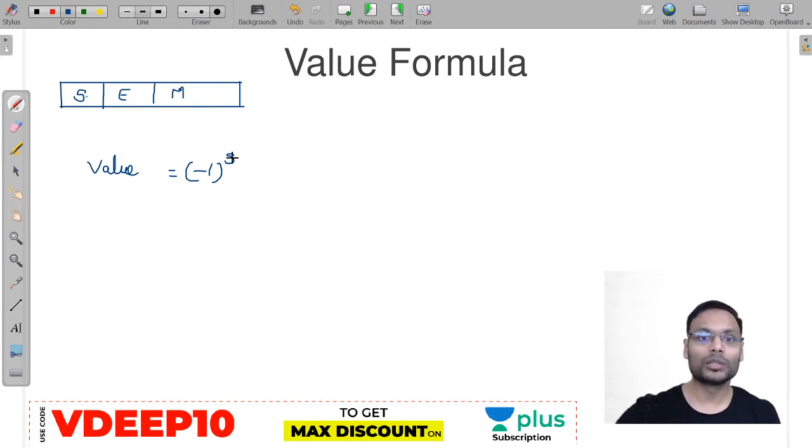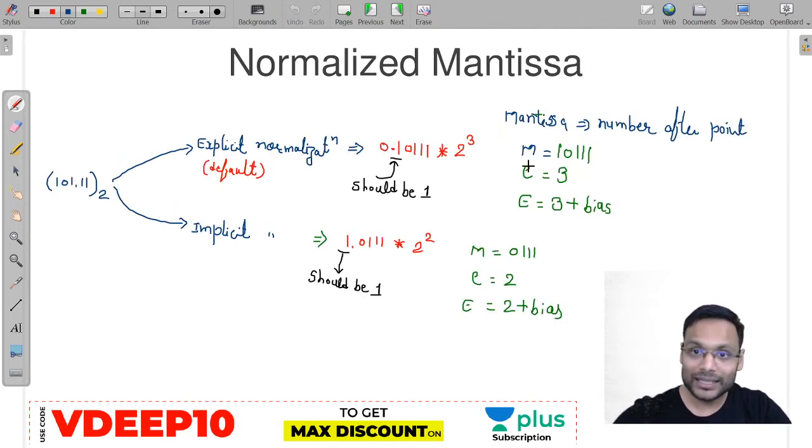Yes, -1 to the power 1, which means this number becomes negative. Sign is sorted. Yes, we multiply so that it can have a positive or negative sign. Now suppose I am talking about explicit normalization. So in explicit normalization, how do you get the mantissa?